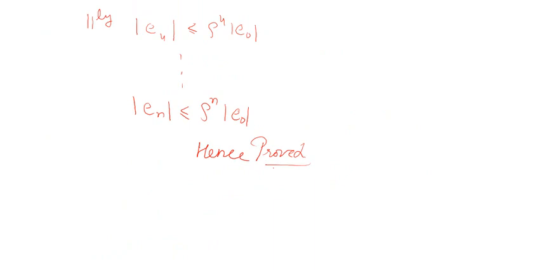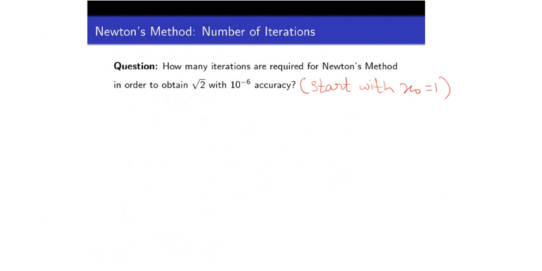Right, so we have done this thing just now. Okay, so next focus on this problem here. The question is, how many iterations are required for Newton's method in order to obtain the square root of 2 with 10 to the power minus 6 accuracy? So start with x naught equals 1.